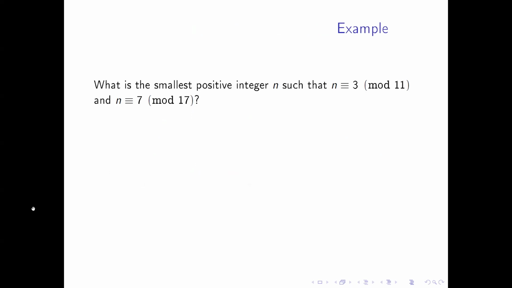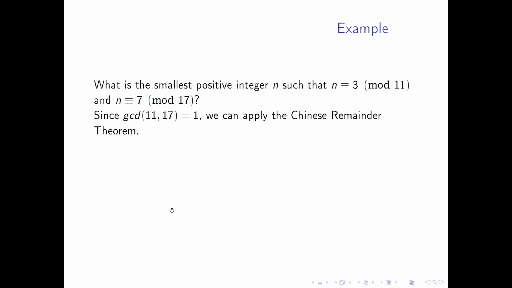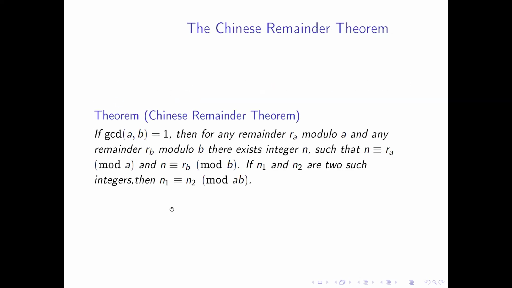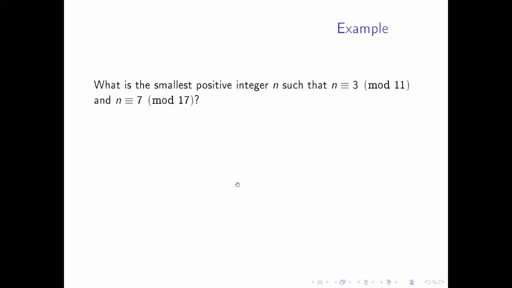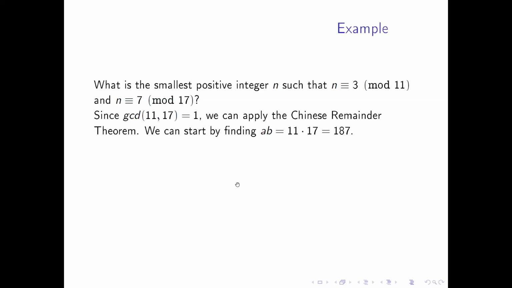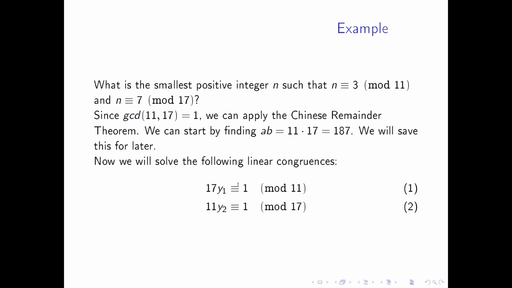That's really not what we're looking for. We don't really want to look at it that intensely. So let's start looking at it differently. Since they have a greatest common divisor of 1, we can apply the Chinese remainder theorem, which going back tells us there exists a solution and its solutions are congruent mod the product. So A times B is 187. Okay, we got that. We'll save that for later.